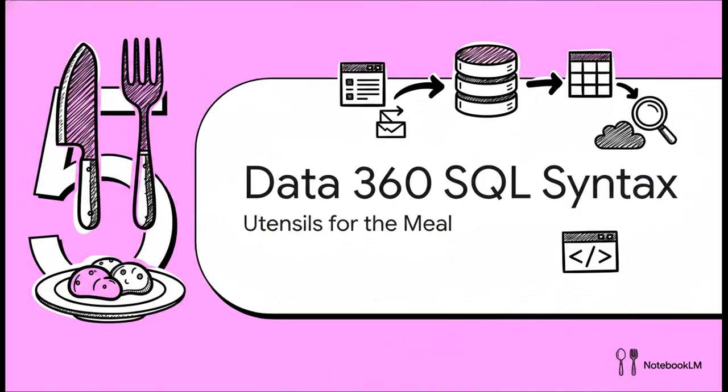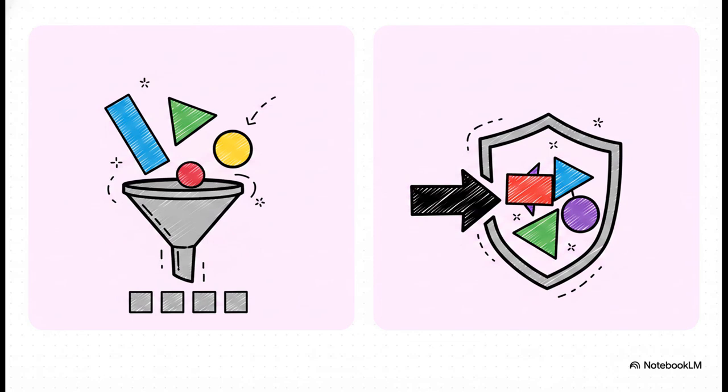Section 5. Data 360 SQL syntax. Utensils for the plated meal. Now that it's plated, how do we actually consume it? So the crucial point here is exactly how you handle your identifiers, your table and column names. If you don't quote an identifier, it automatically folds to lowercase, but quoted identifiers strictly retain their case. And because Data 360 API names usually include uppercase characters and that classic _RC suffix, you should always use quoted identifiers to avoid annoying errors and keyword collisions. Just make it a habit. Always double quote your table and column names.